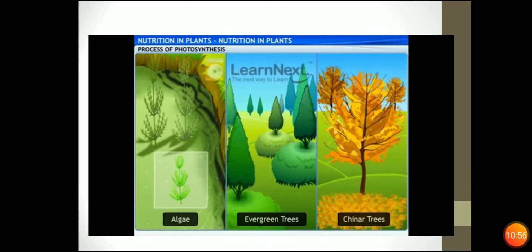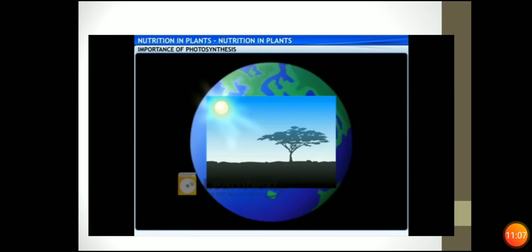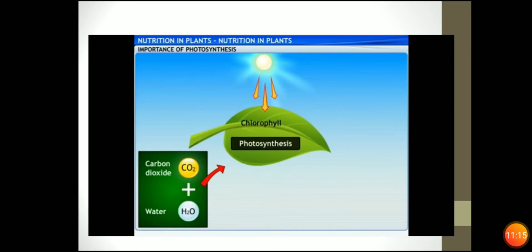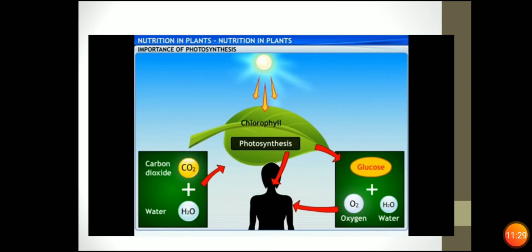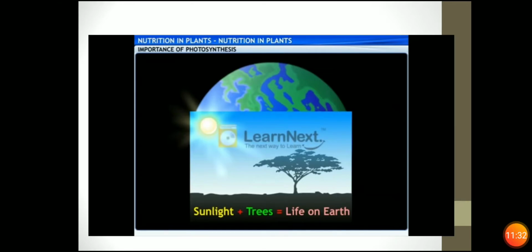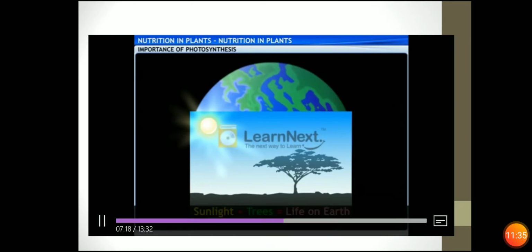All chlorophyll-containing plants, including algae, and some plants with red, brown, or other dominant pigment, make food using this process. Can you guess why the sun and trees are called the lifeline of our planet? Without energy from the sun, plants will not be able to make food through photosynthesis. And if photosynthesis does not take place, we won't have enough oxygen and food to sustain life on Earth.